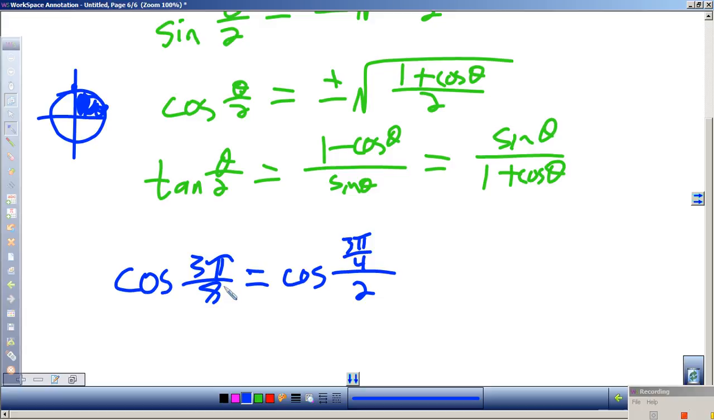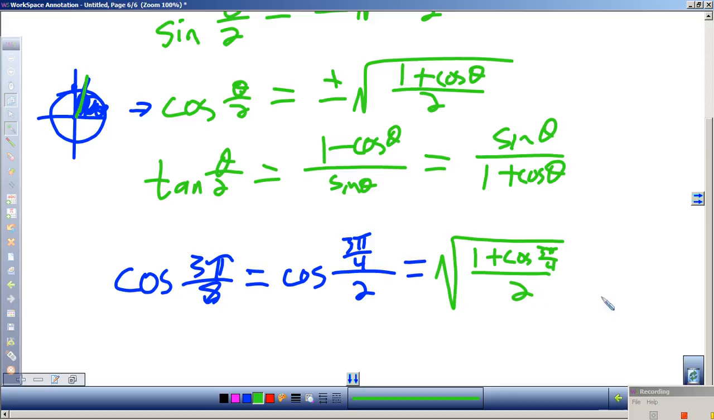So what does it tell us about theta? What is the value of theta? We are using this rule. Theta would be 3 pi over 4. And we know it's going to be the positive square root, because 3 pi over 8 is somewhere in that neighborhood, and cosine is positive in that quadrant. So we're going to have the square root of (1 plus cosine of 3 pi over 4) over 2.